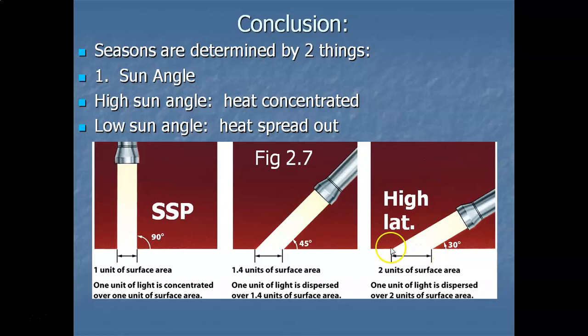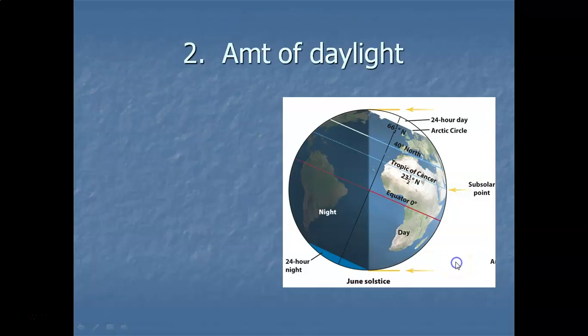So do this with a flashlight, and you will see that the surface area is much larger, but the intensity of the sun's rays, or the light, is much less. And so you get much less heating with lower and lower sun angles, right?